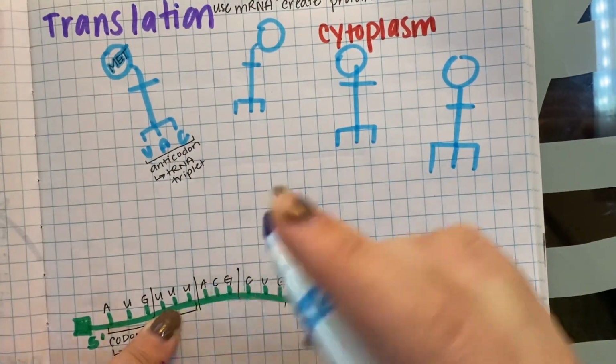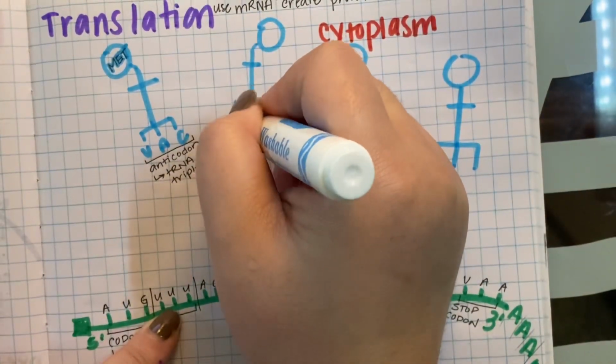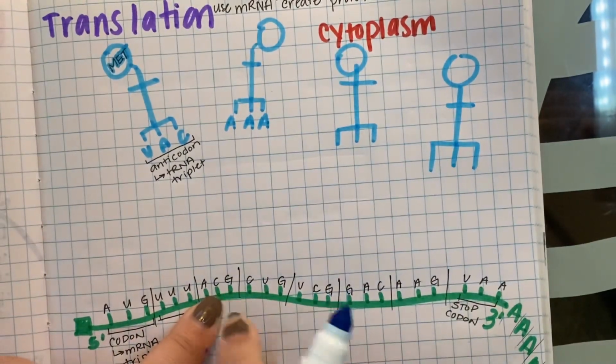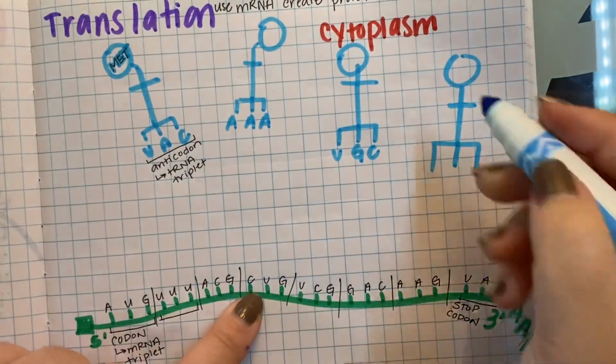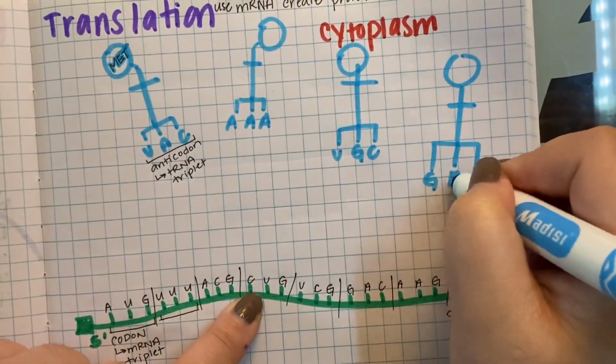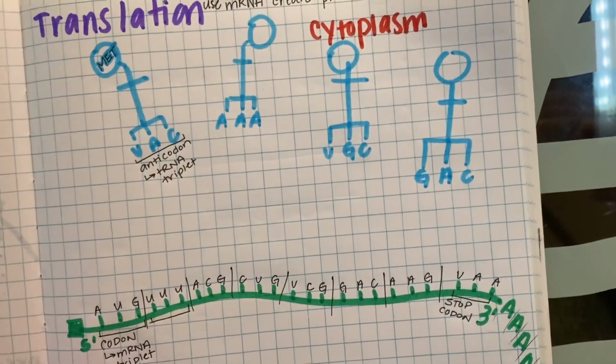Okay, so let's just draw them in order. U would pair with AAA. ACG would pair with UGC. CUG would be GAC.